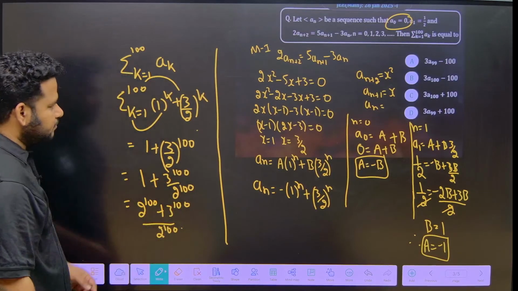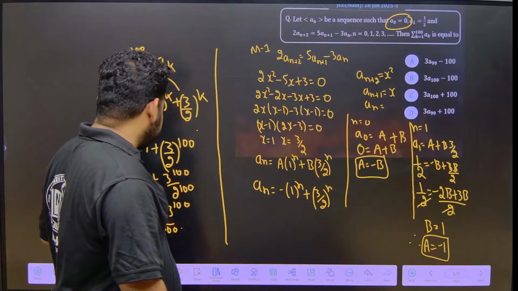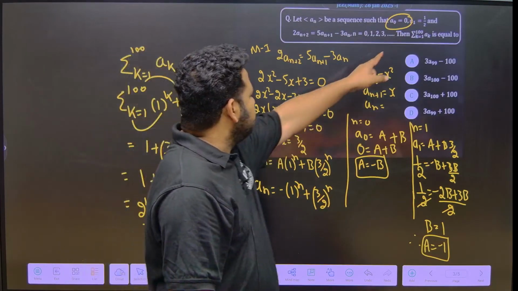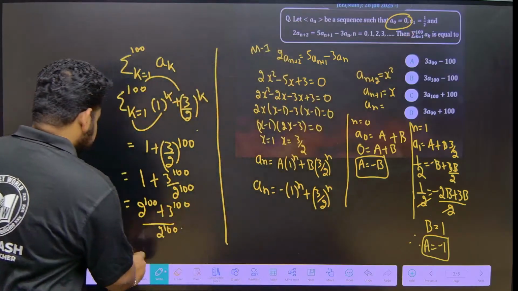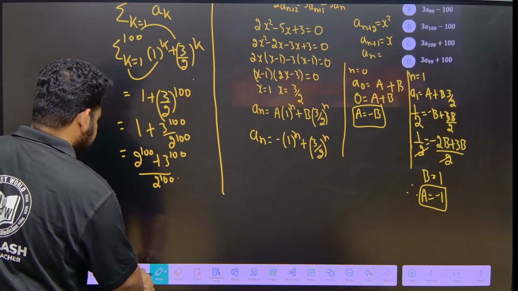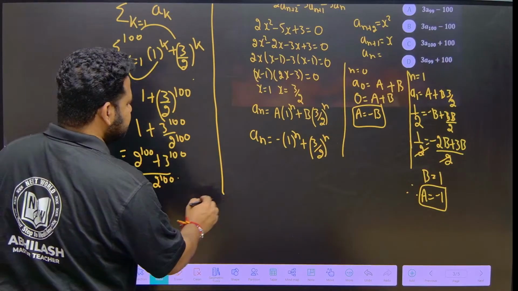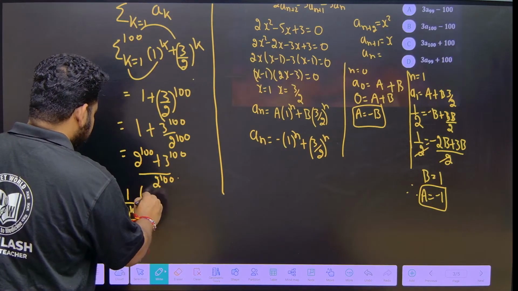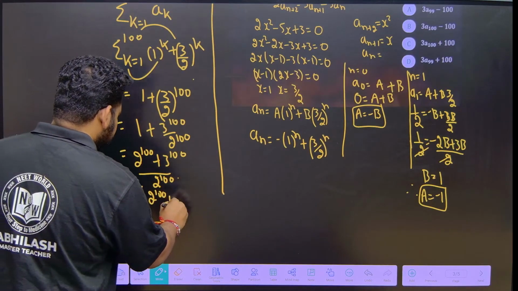Okay, 2 to the power of 100. 1 by 2 to the power of 100 is nothing but C here. If I take it outside, this will be 1 by 2 to the power of 100 into (2 to the power of 100 plus 3 to the power of 100).